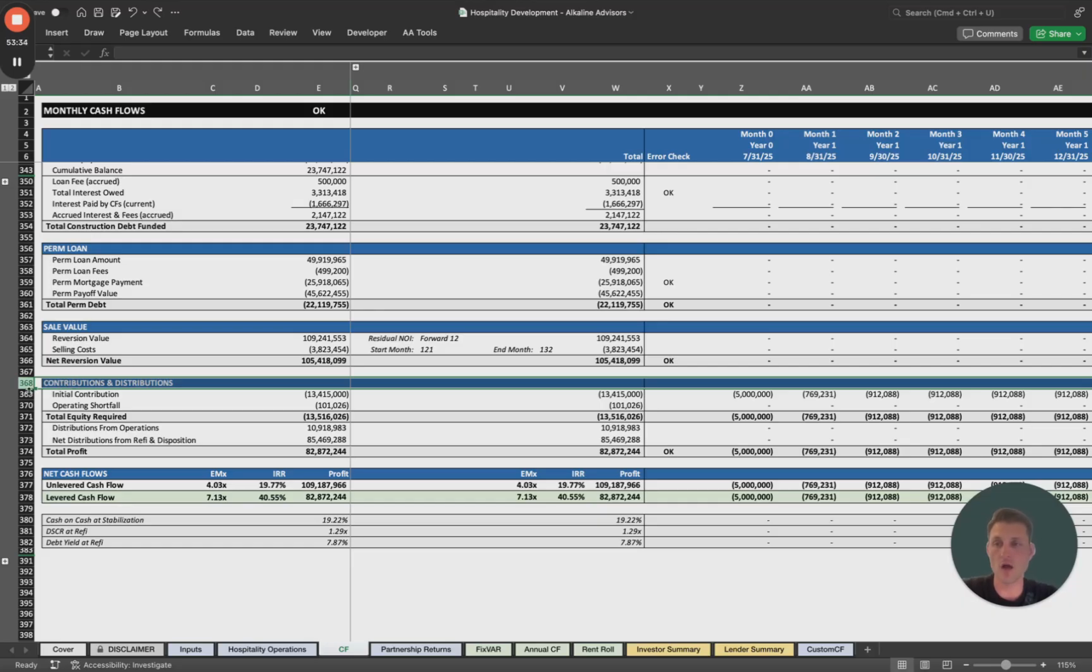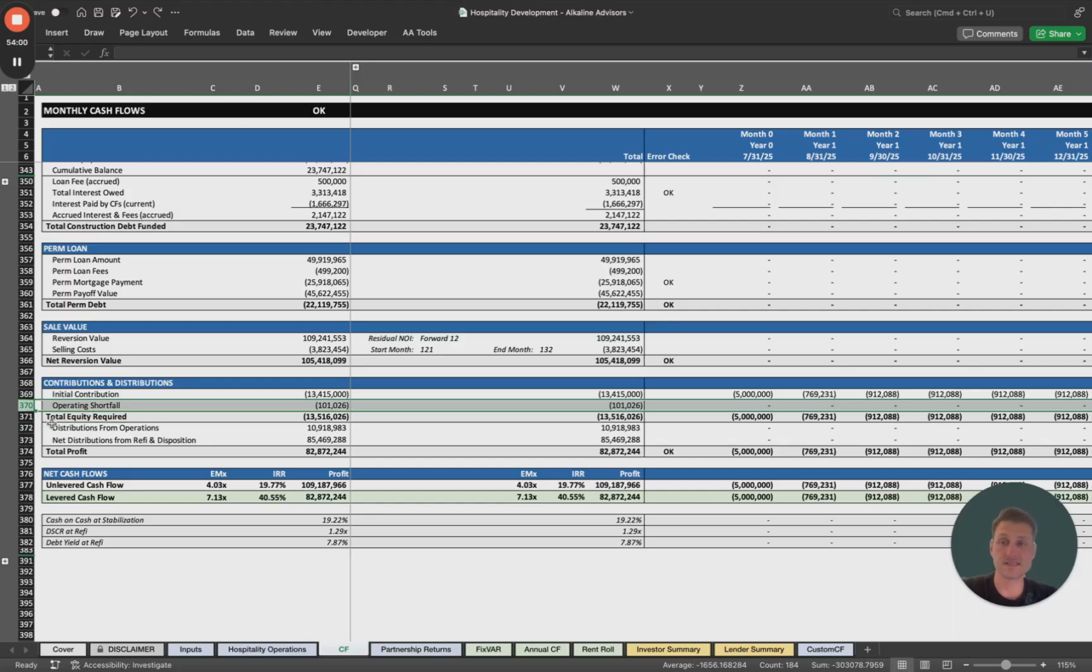So in terms of contributions, we've broken out in this snapshot contributions on 2 levels. The first is initial contribution to actually build the asset. And the next is operating shortfall. So how much are you coming out of pocket to cover any shortfall? So how much equity do you need to cover shortfalls in operations? The sum of those two is the total equity required.